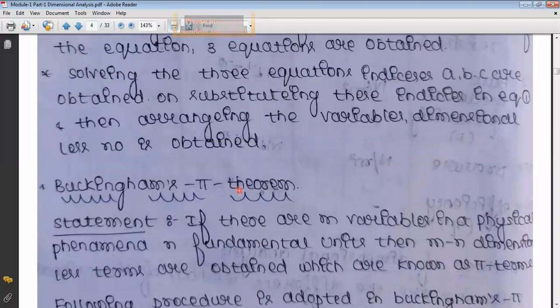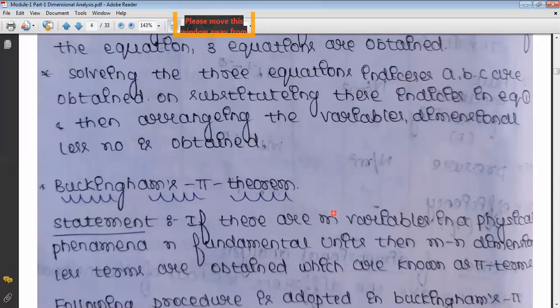What the Buckingham Pi theorem says is, for example, there are m number of variables in any physical phenomenon. Now you count the fundamental units. Fundamental units are usually 3. So in the m variables, if there are n fundamental units, then you subtract, m minus n. You'll get one number. That number is called the number of pi terms.